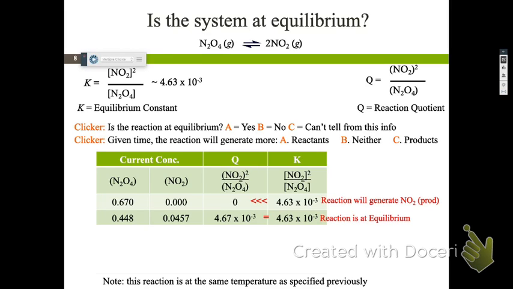So then what does that mean about the second question? Given more time, what's going to happen? Click in your answer, 15 seconds. For this mixture, what's going to happen if you give it more time?